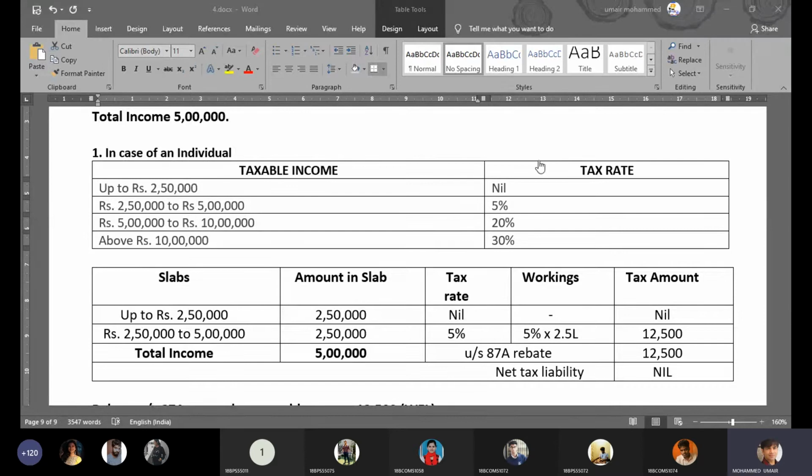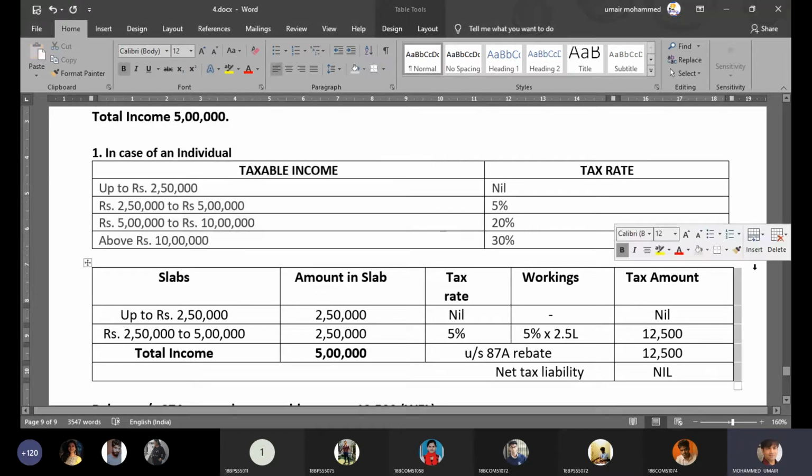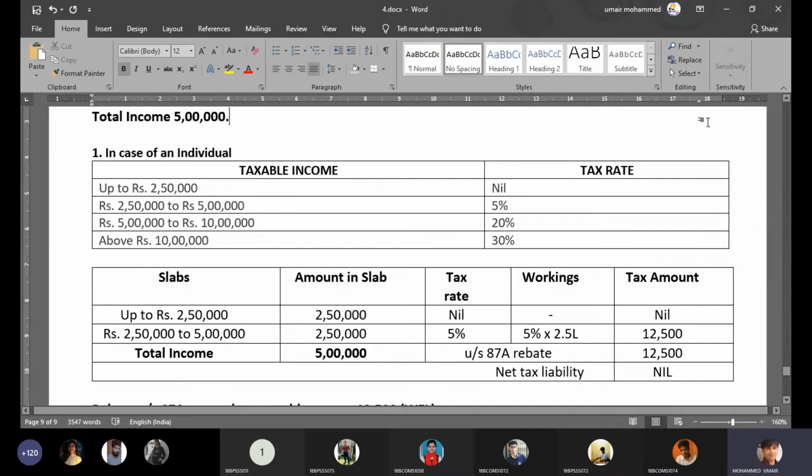Any confusion, any question you want to ask at this point before we proceed further? Anything on 80C, 80CCC, 80CCD, 1A, 1B and tax calculation, any questions, anybody in the class? Are you sure you do not have any question? You have understood how to calculate tax?